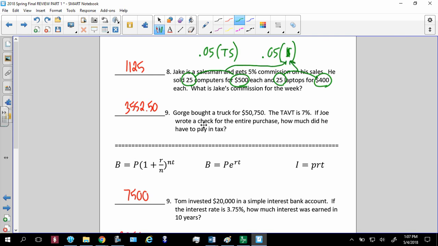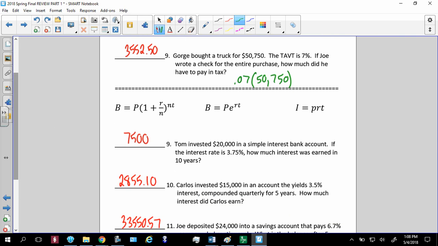George bought a truck for $50,000. The tax is 7%. If Joe wrote a check for the entire purchase, that's where it tricked up a lot of folks. It says, how much did he pay in tax? Well, tax is just 7% of the cost. So multiply 7% times 50,000, which is 3,500. That's it. Get your answer.